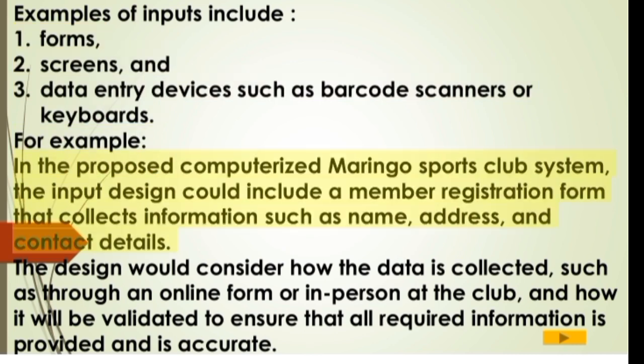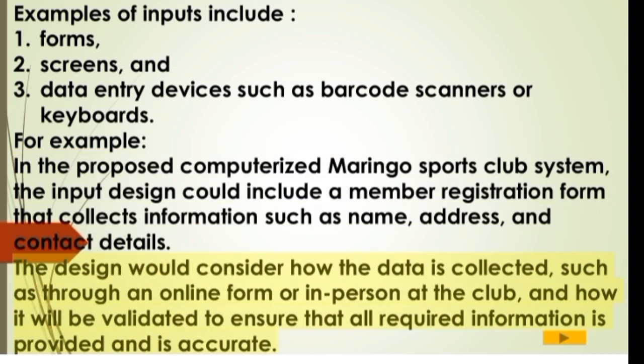For example, in the proposed computerized Maringo Sports Club system, the input design could include a member registration form that collects information such as name, address, and contact details. The design would consider how the data is collected, such as through an online form or in person at the club, and how it will be validated to ensure that all required information is provided and is accurate.